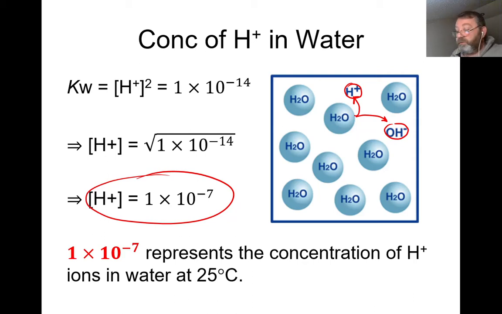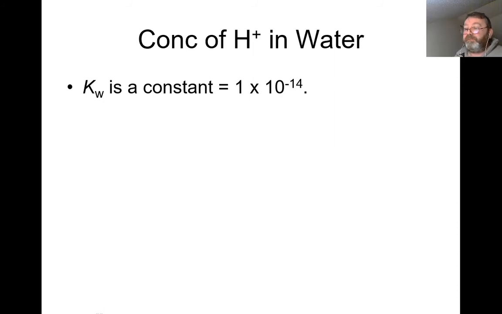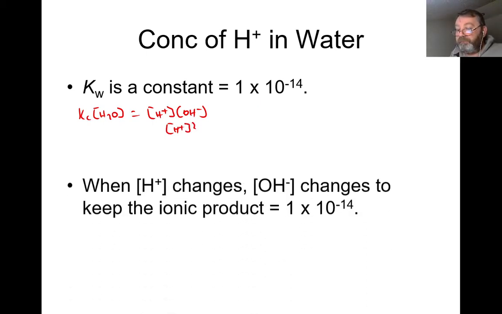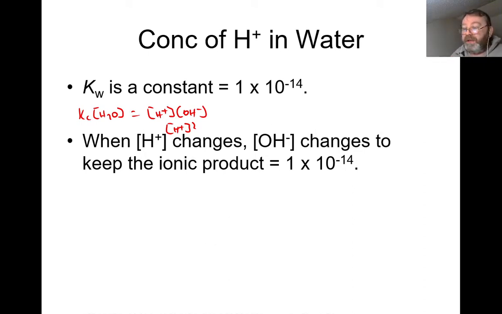Okay, now here's the important thing. Kw is a constant. Don't forget where Kw comes from: Kc multiplied by H2O. Just remember that, which is, as we said already, H+ by OH-, which again we said was the same as H+ squared. And that's 1 by 10 to the power of minus 14. We've already ended up with H+ squared equal to 1 by 10 to the power of minus 14, meaning that H+ on its own, the concentration of hydrogen ions, is 1 by 10 to the power of minus 7.